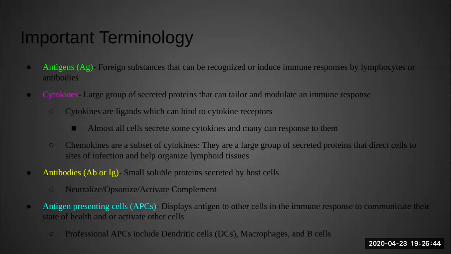We also have chemokines, which are a subset of cytokines. These are similar small proteins, and they tend to create a chemical gradient along which immune cells can follow. And as that gradient gets stronger, the immune cell knows that it's moving towards the source of that chemokine.